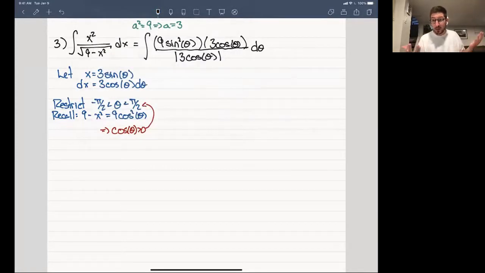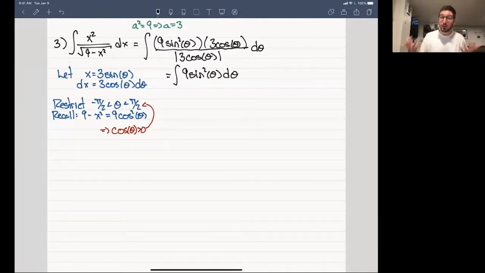And again, if you're doing this for the first time, you've probably forgotten it anyways. So it's okay, right? In this case, it doesn't make a difference. But this tells me that the 3 cos theta on the top and bottom completely annihilate each other. This leaves me with the integral of 9 sine squared theta d theta.